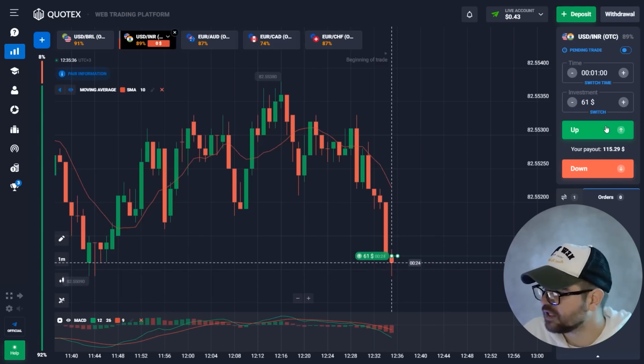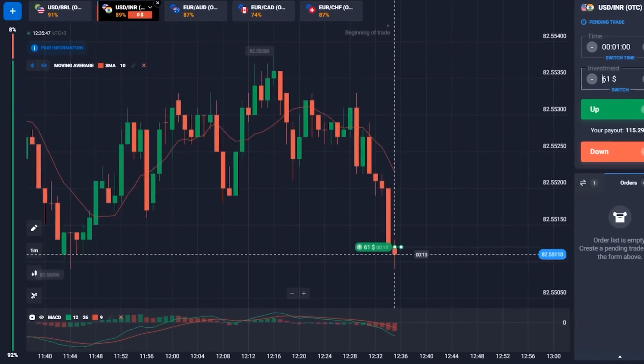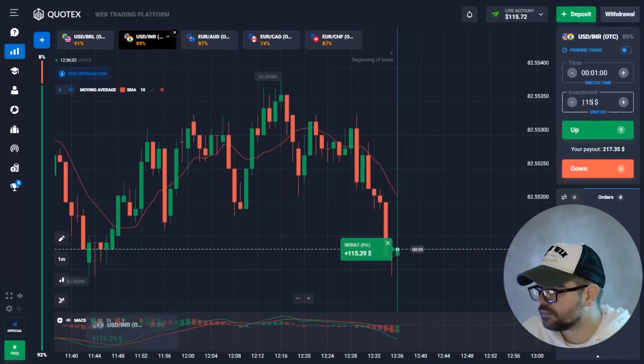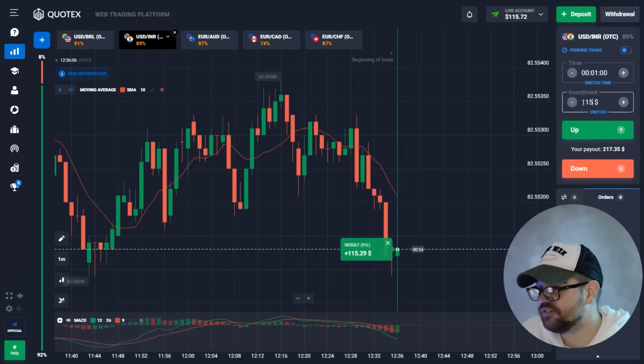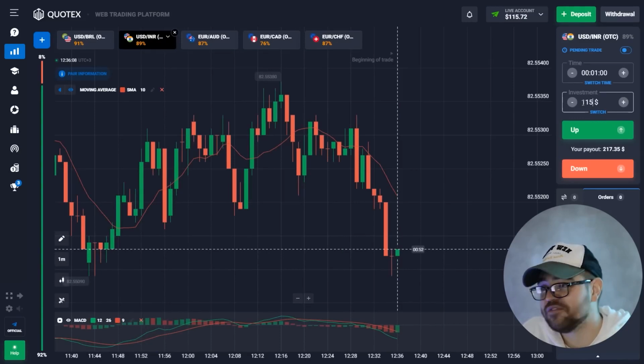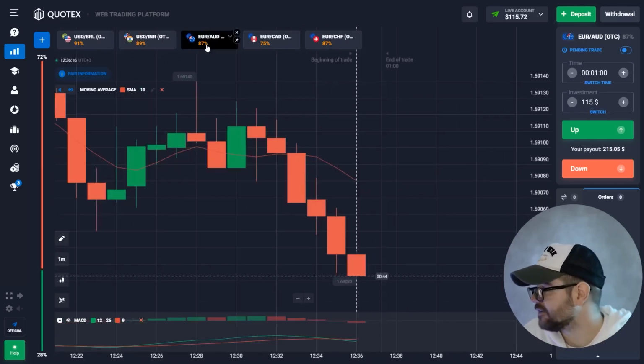But anyway, it touches it and then it bounces off. Let's see the result. Hopefully it works out. Here is our profit. It already is $115.29, so 115 already. We started with like $9. So let's go for our next option, 115, and let's have a look.